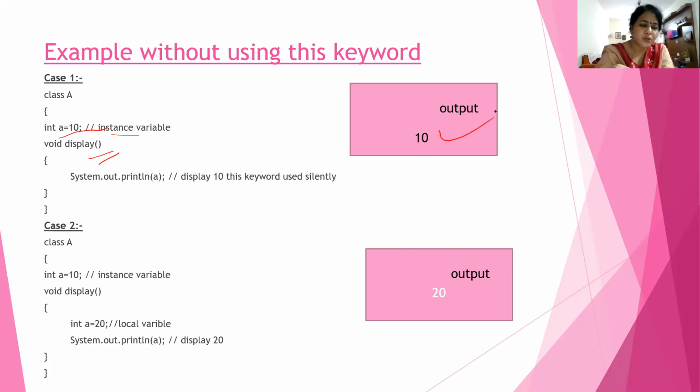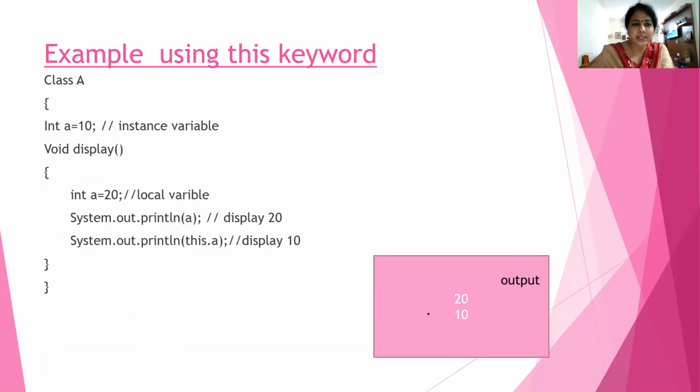But in the second case, you see we have declared another local variable inside a method by the same name, but when we try to display, the compiler will be confused and it gives the local variable, because it gives preference to the local variable over the global variable. Okay, so 20 will be displayed here. So if you want to display the instance variable and the local variable also, then we have to use the this keyword.